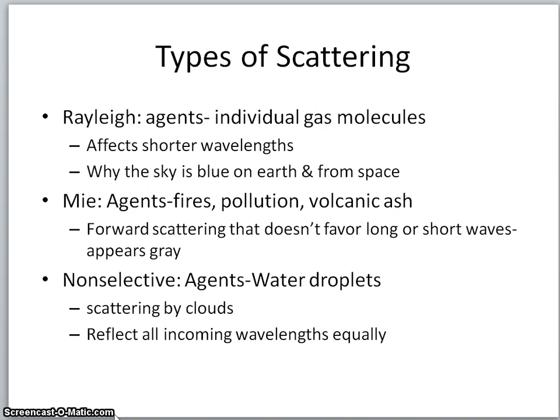Mie scattering, the stuff that causes that would be fires, all the stuff that's put into the atmosphere from them, pollution, volcanic ash, that kind of stuff. And they don't necessarily favor a long or a short wavelength. Typically it'll appear a lot more gray. And there's what they call non-selective scattering, and usually what causes that is things like the water droplets.